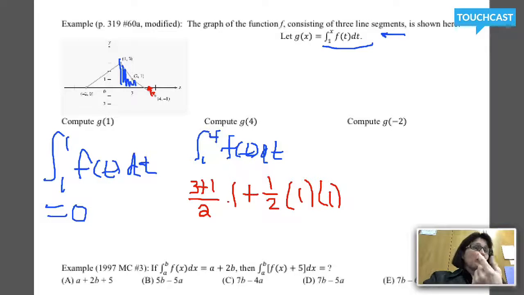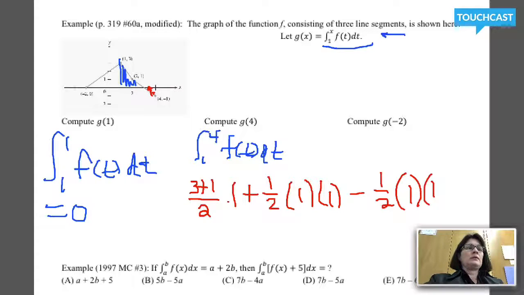And I'm going to subtract away the little triangle that I colored in red in this picture. So that's 1/2. Again, that's a triangle with base 1 and height 1. So to me, these guys are going to cancel, right? So I'm going to have 4 over 2 times 1. G of 4 equals 2.